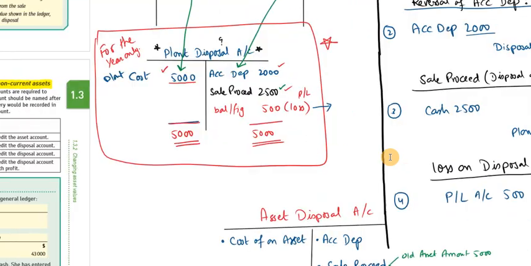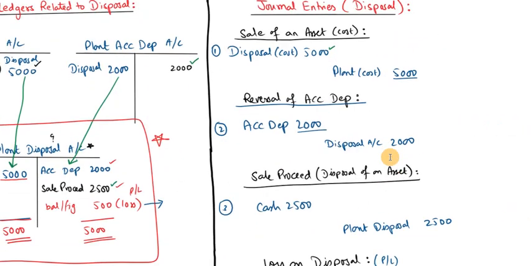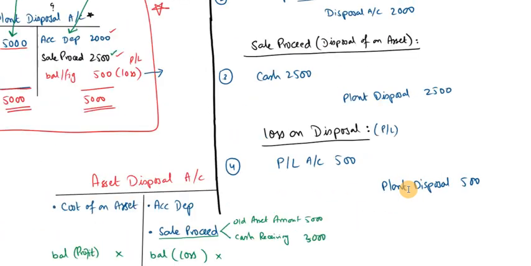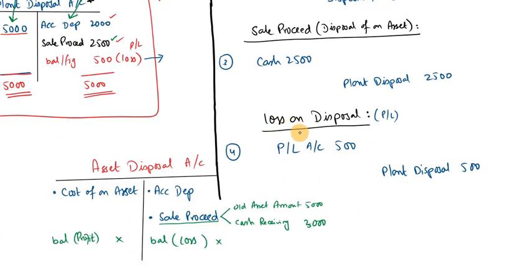These are the journal entries related to the disposal of an asset. We have four normal journal entries. Number one is sale of an asset, then reversal of accumulated depreciation in case of sale of an asset, then we record the sale proceeds, and last we calculate if there is a loss, we will debit the profit and loss account. If there is a profit, then profit and loss will be the credit, and the plant or machinery disposal account should be the debit, and this is the disposal account.